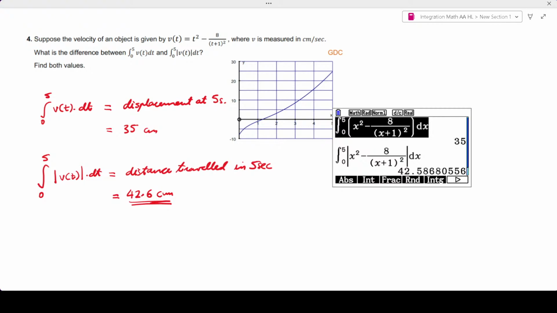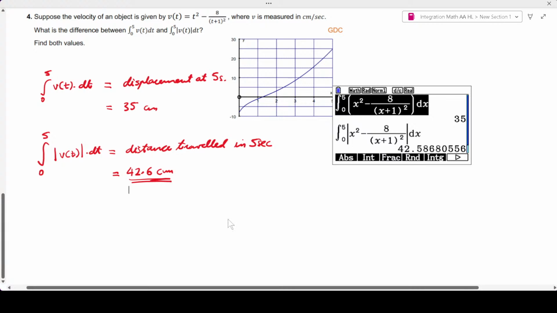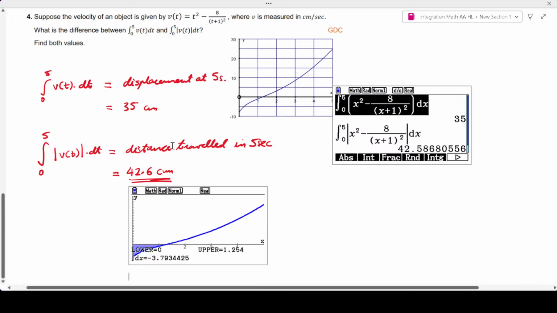Now there's one more way of interpreting it. If you look at it graphically, I've already done these graphs. One second, sorry, I pasted the wrong graph. I've already done this graph on GDC. Whatever GDC you're using, you get the graph up to the intersection.